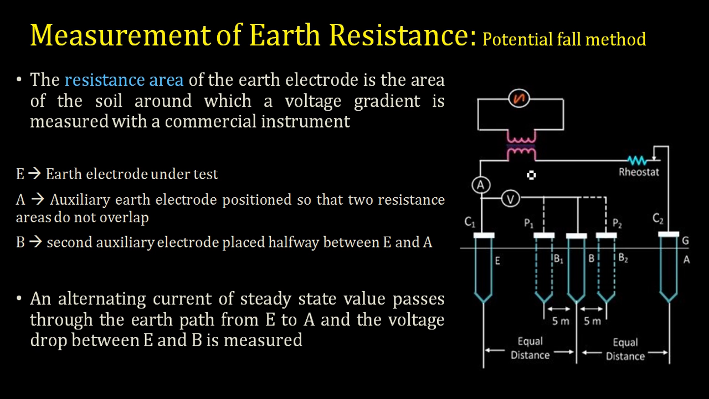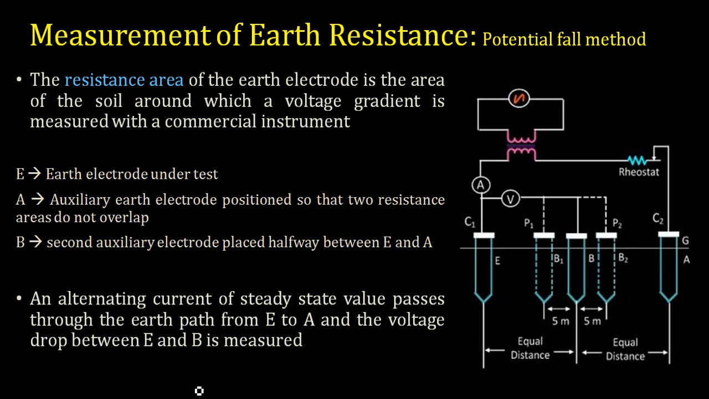We make use of an AC source and send alternating current of a steady, constant value through the earth path from E to A. E is the earth electrode under test that is being driven into the ground. A and B are auxiliary electrodes, positioned away from the earth electrode so that their resistance areas do not overlap. A is farther away from E, and B is located somewhere halfway between E and A. B1 and B2 are different positions of B. We will use three positions to arrive at the result, moving from B to B1 and later to B2 to take three sets of readings. That's how we measure the earth resistance.